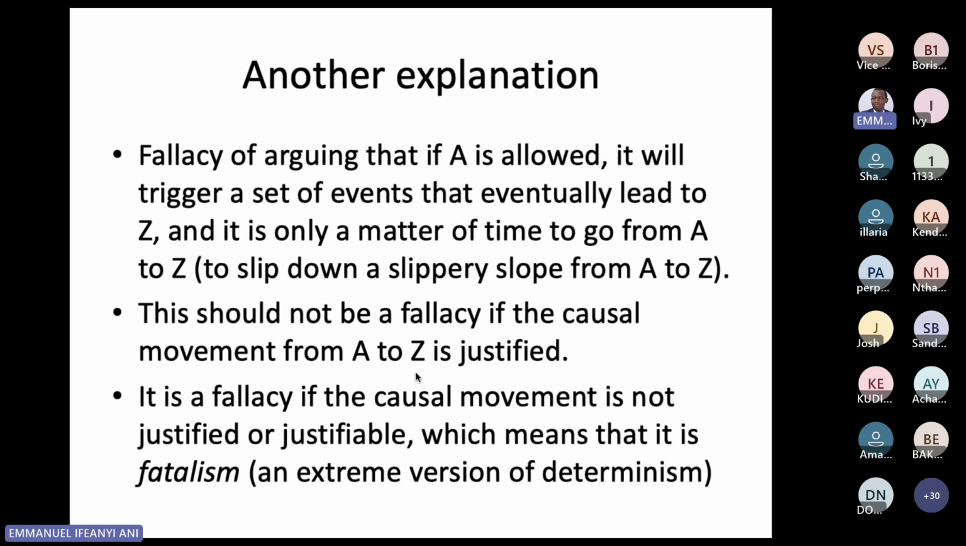Now, this should not be a fallacy if the causal movement from A to Z is justified. It becomes a fallacy if the causal movement is not justified or justifiable, which means that it is fatalism, an extreme version of determinism.